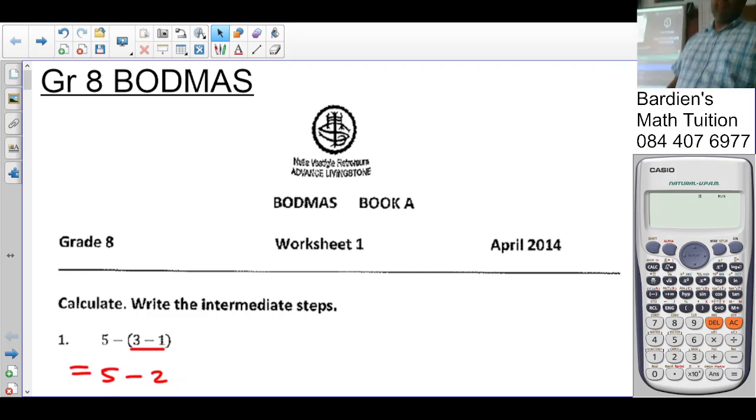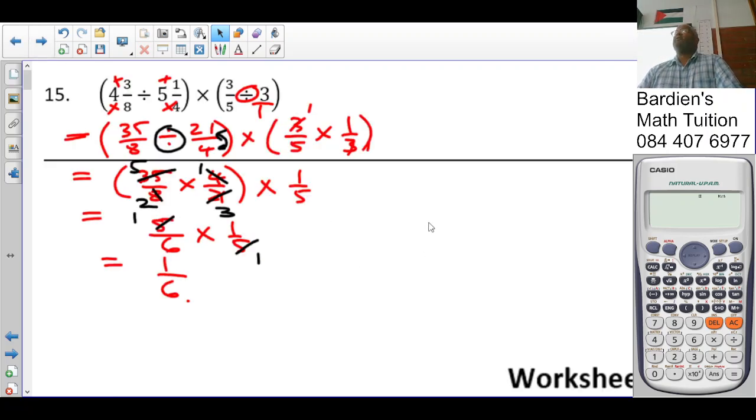Okay, good morning class. So today we're looking at BODMAS. We're looking at the BODMAS fractions. We're on Book F Worksheet 1.